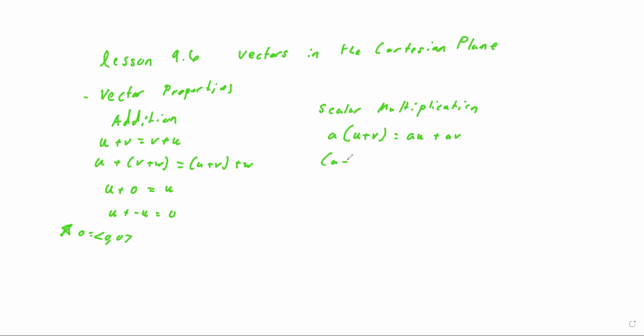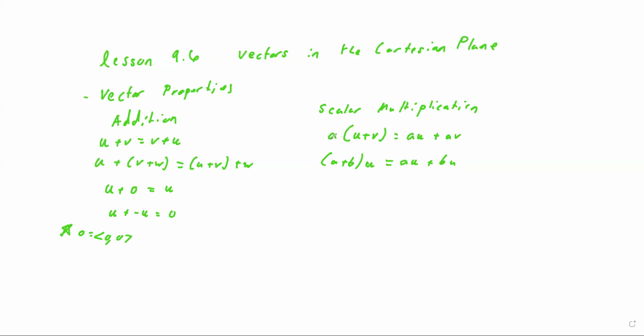If a plus b, these are both scalars, so regular old numbers, and then I multiply to the vector u, that would give me the same thing as au plus bu. Meaning I can add up the two scalars, then multiply by u, or I can apply each scalar to the vector, so au, then bu, and then add those two vectors up, and I'll get the same outcome.